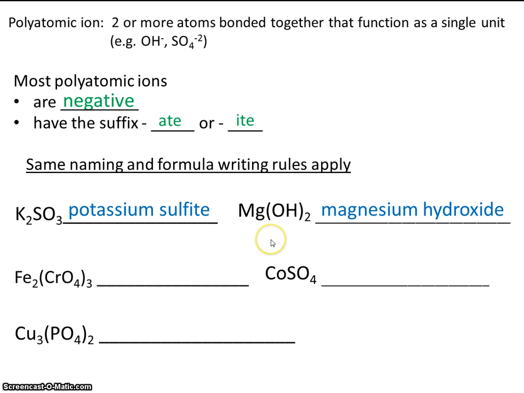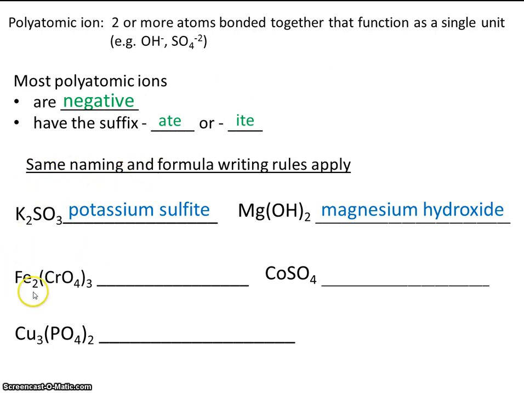Now, if this is moving fast for you, I recommend that you pause this video and search the periodic table in addition to the list of polyatomic ions. So make sure you're familiar with these polyatomic ions before we proceed here. All right, you should recognize iron as a transition metal. And like we said, same naming rules apply.